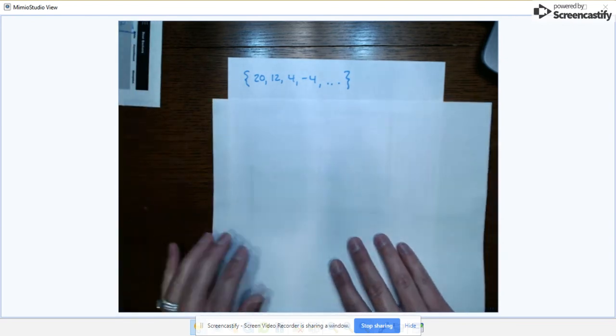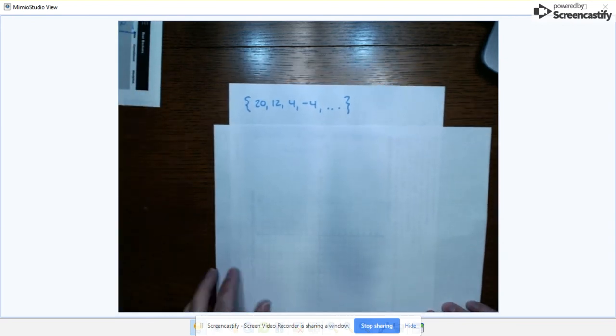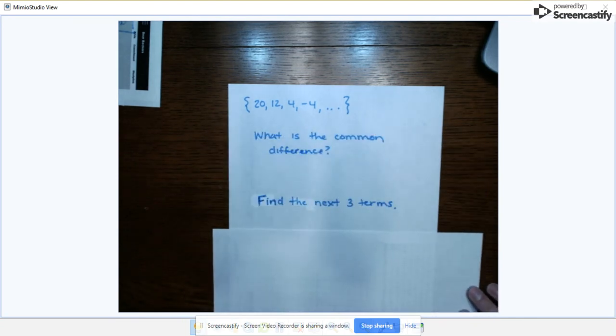All right, here we go. Last one. Here is a sequence. I want you guys to tell me what's the common difference. And then I want you also to give me the next 3 terms.